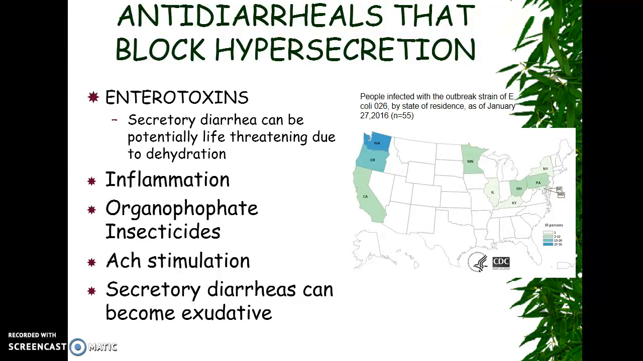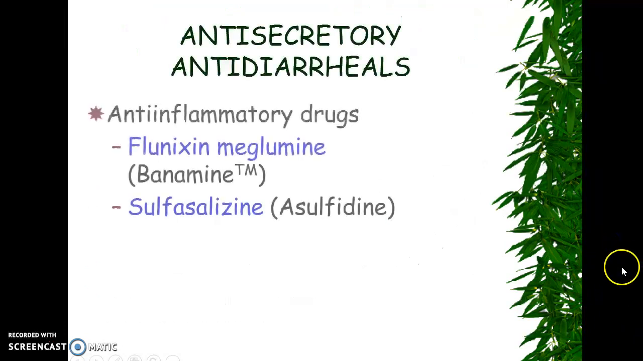The bad part about secretory diarrheas is they can become exudative. They can progress in the case of parvovirus, a virus that causes this secretion to occur. We can then get some degeneration of the inside of the intestinal tract, leading to blood and proteins being lost. So, what are our anti-secretory antidiarrheals?